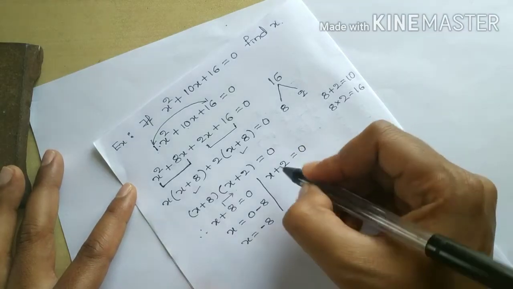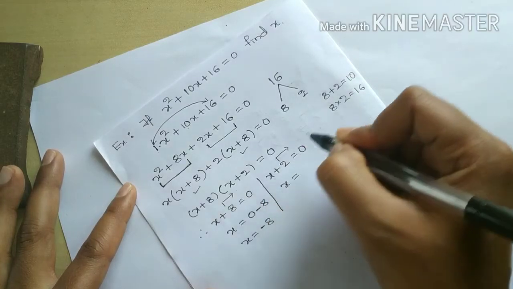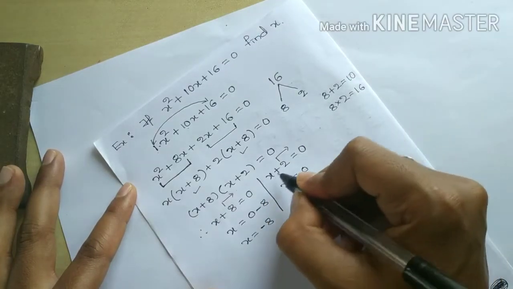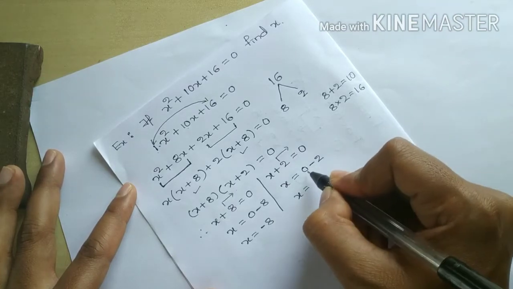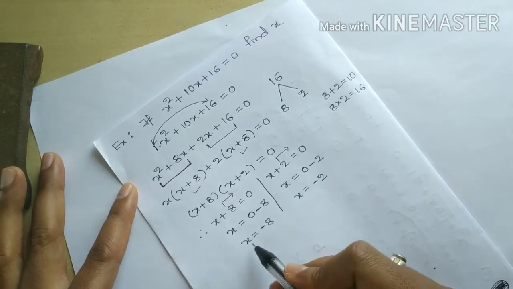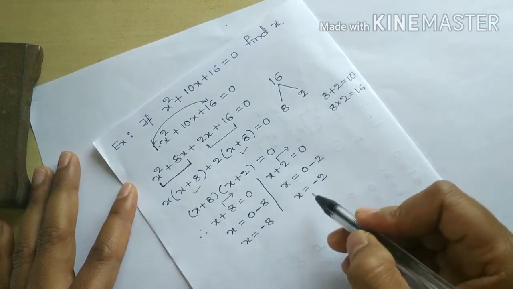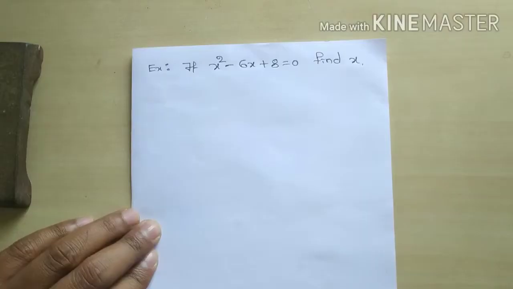Minus 8. Similarly, x you keep as it is, shift this plus 2 to the right hand side. So 0 plus 2 becomes minus 2. Therefore x is equal to 0 minus 2, which is minus 2. Therefore the first value of x is minus 8, and the second value of x is minus 2.